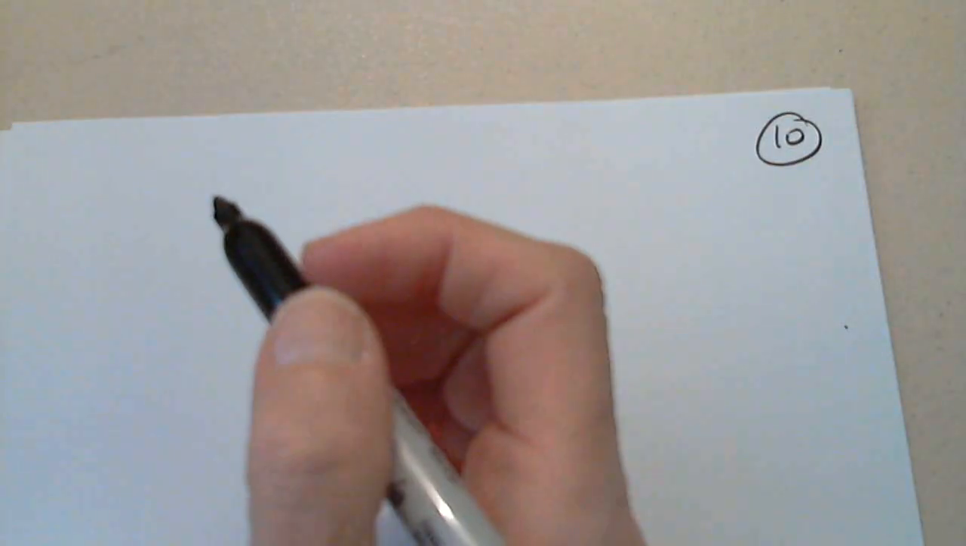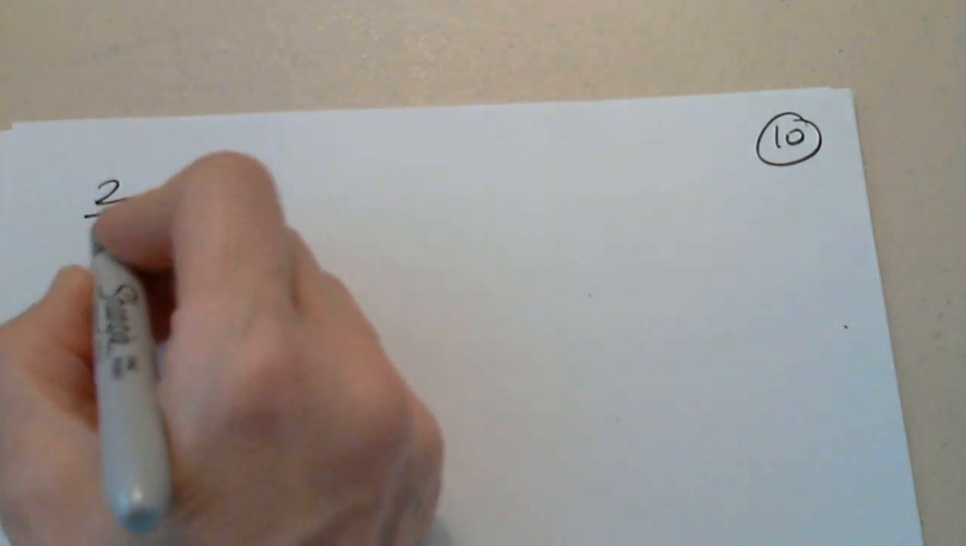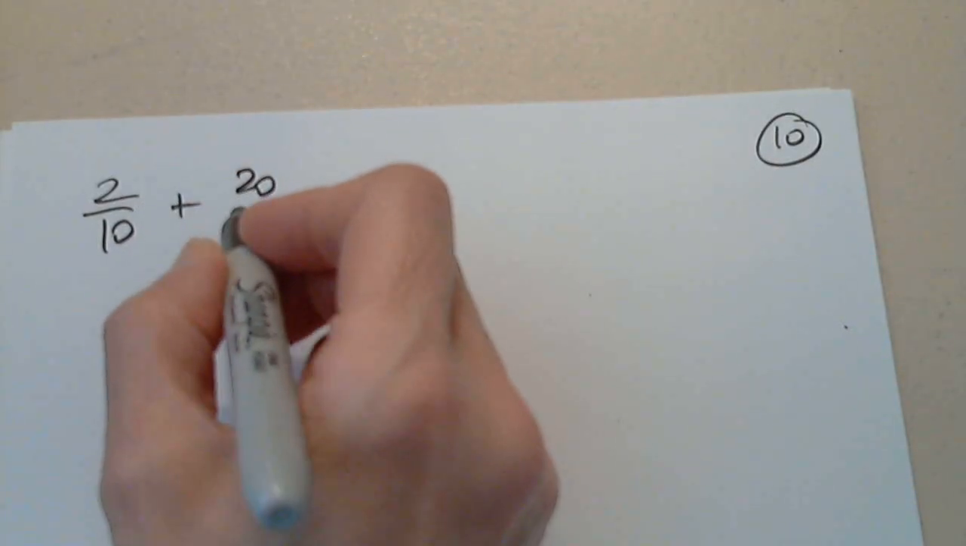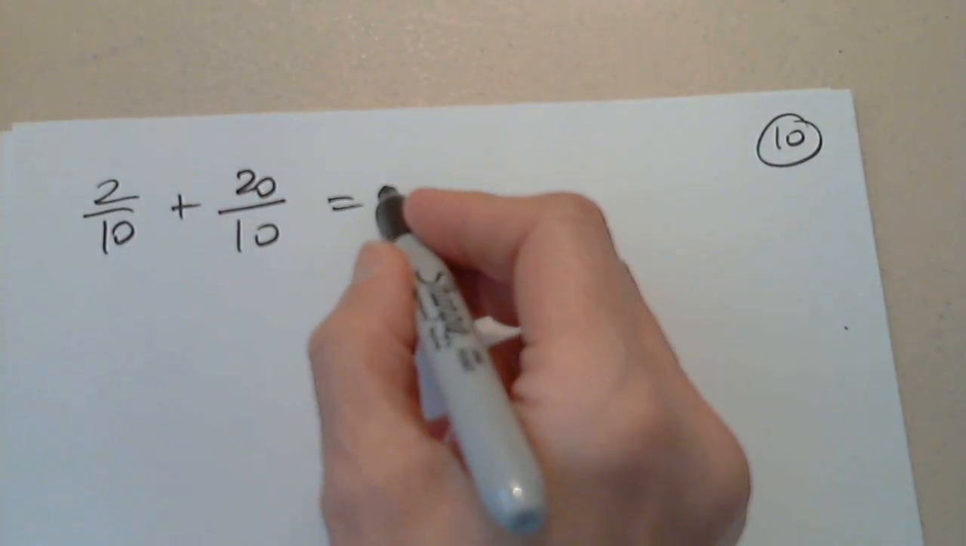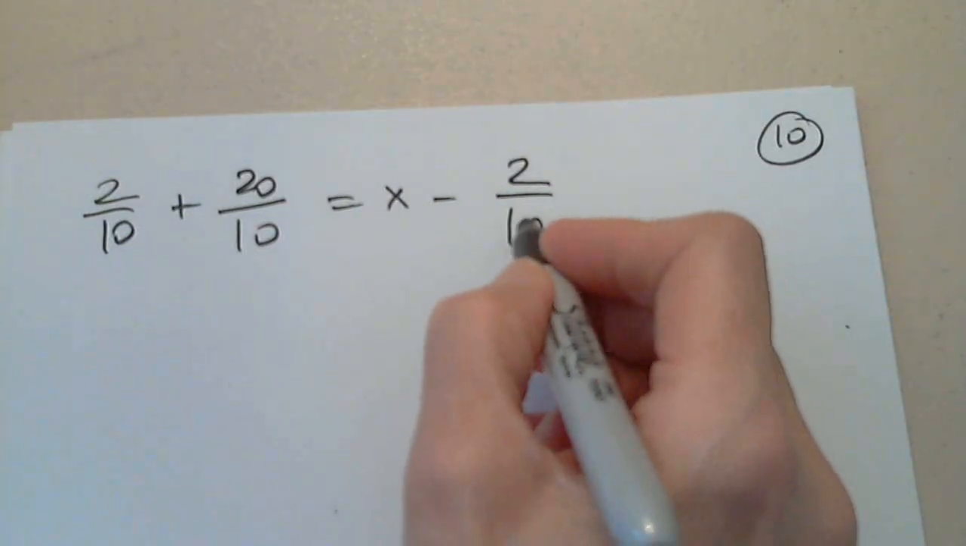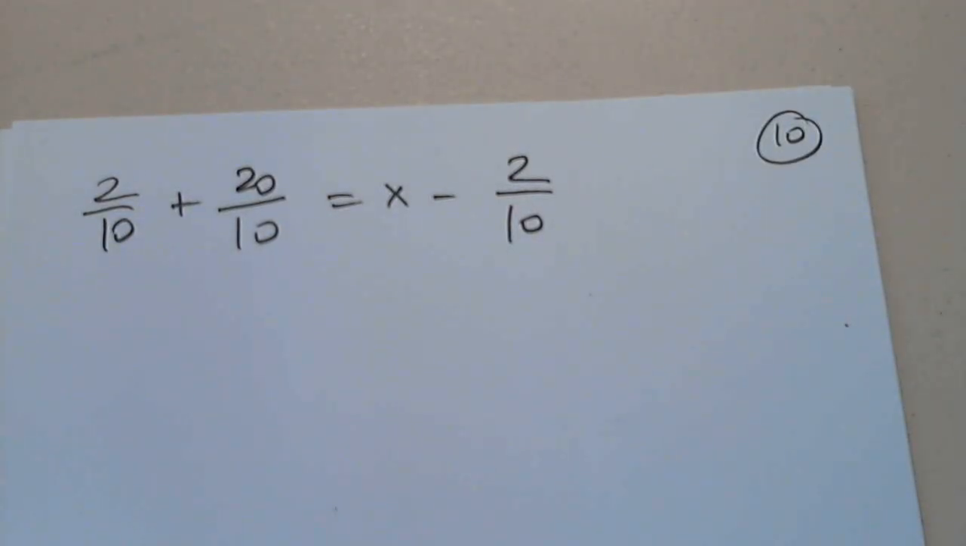Okay, let's move on to an equation. Let's say 2/10 plus 20 over 10 equals x minus 2 over 10. So we want to find x.